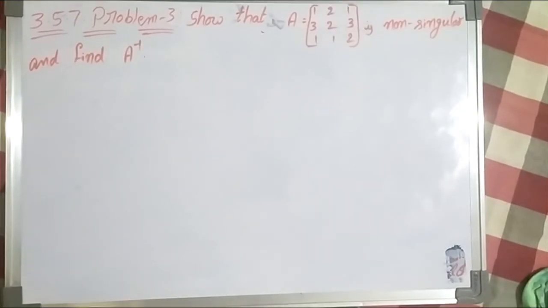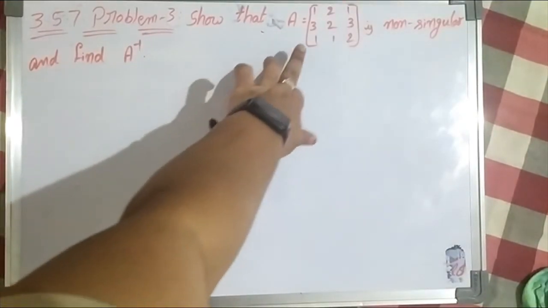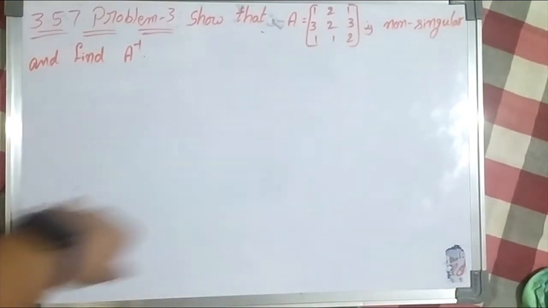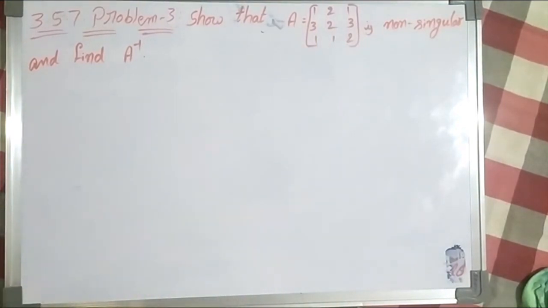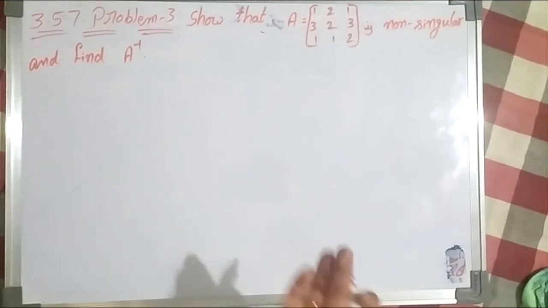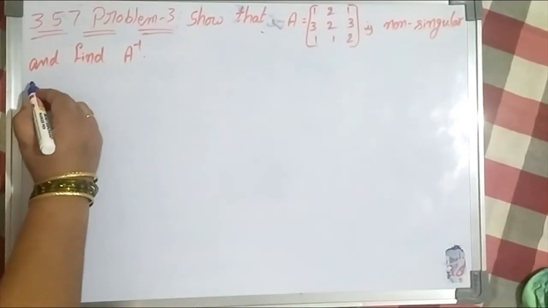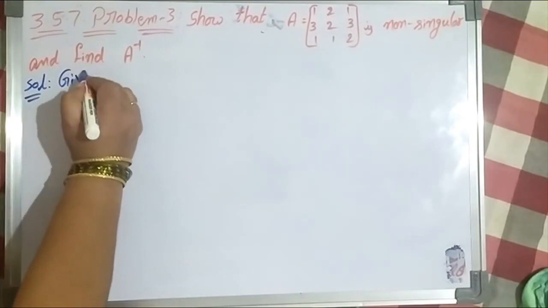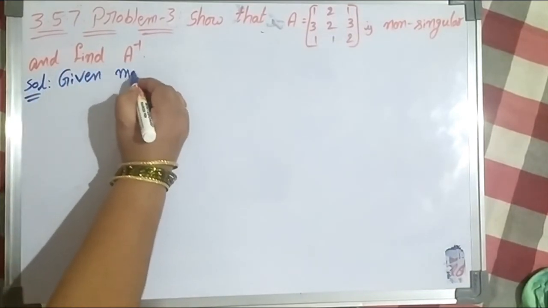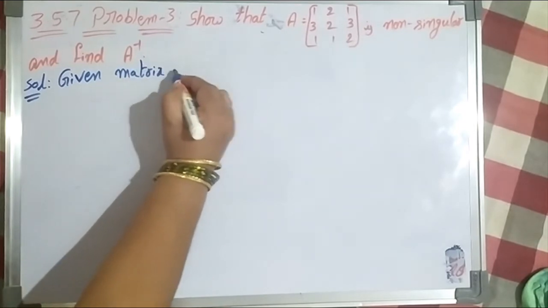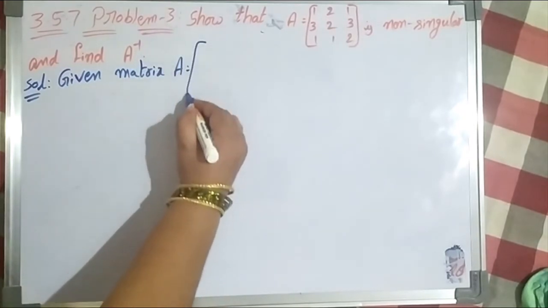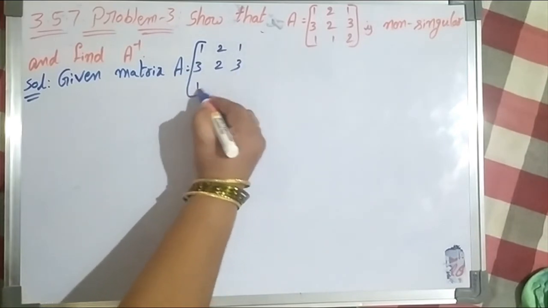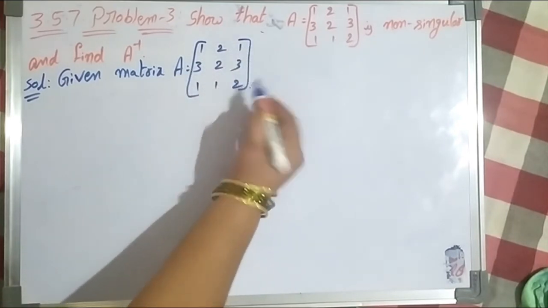Next, the third problem is: show that the given matrix A equal to 1 2 1, 3 2 3, 1 1 2 is non-singular and find A inverse. This is nothing but the same process as the previous problem's solution. First write down the given matrix A equal to 1 2 1, 3 2 3, 1 1 2. This is the given matrix.